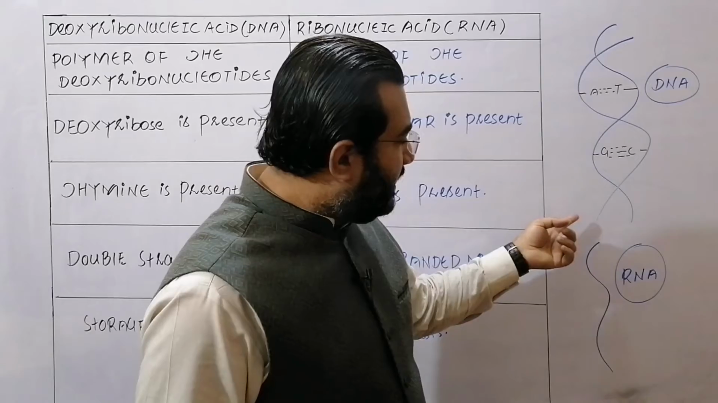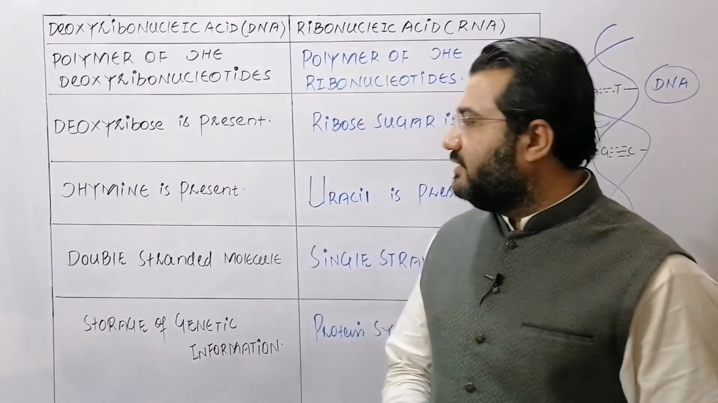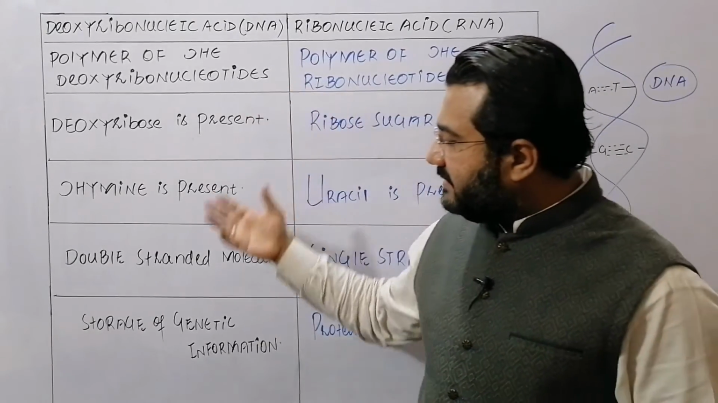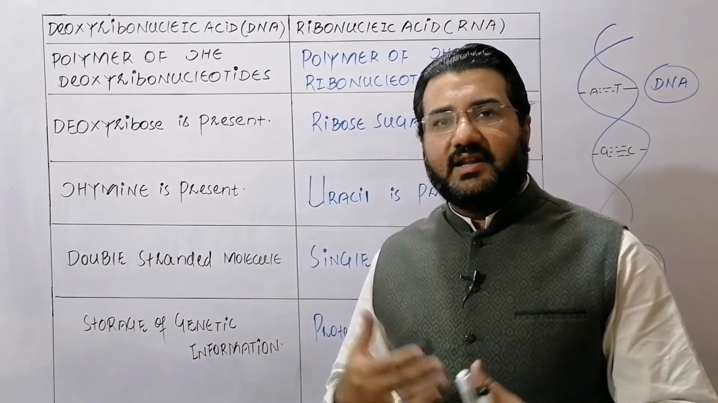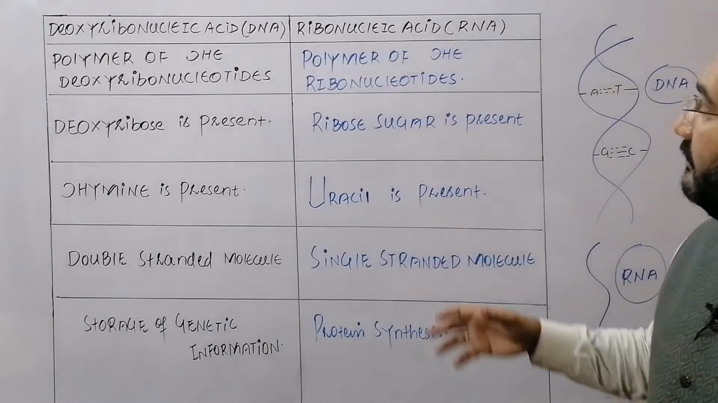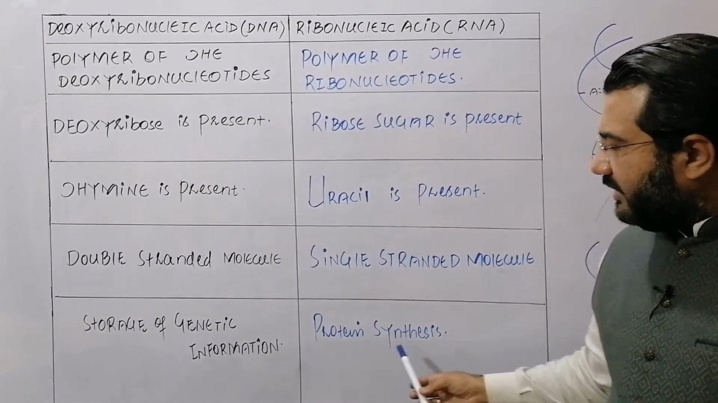On the other hand, RNA is simply a single-stranded molecule. So RNA is a single-stranded molecule. And my dear students, at the end, the DNA has a function that it stores the genetic information and then that genetic information is passed from one generation to the other generation. And the ribonucleic acid is involved in protein synthesis.